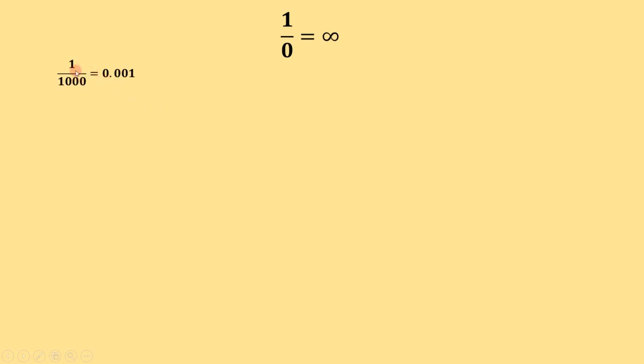So first of all, let's divide 1 by 1000. This will be equal to 0.001. So we're trying to prove this thing logically. So now let's move towards the second step.